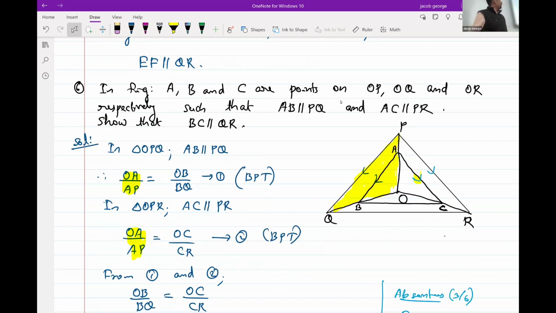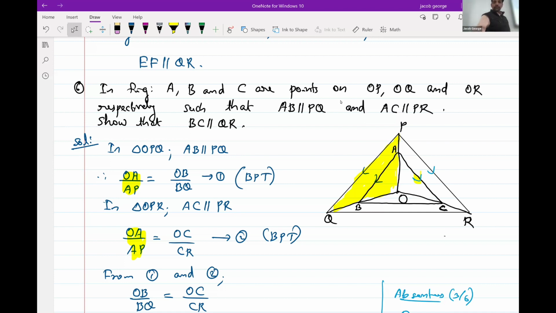Yes, now 6th question. Parallel to PQ is given first. AB is parallel to PQ in which triangle? Yes, POQ. In triangle POQ, that shaded triangle. Can you see it? Yes. So there we have to apply BPT. What is BPT here? PA by AO is equal to QB by BO. Same thing I have written. OA by AP is equal to OB by BQ. Same thing. Is it clear? Other way around, it is same.